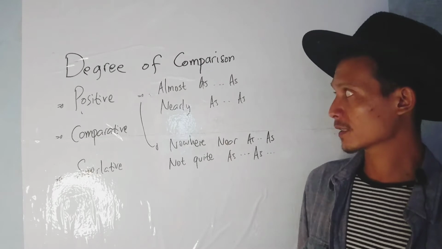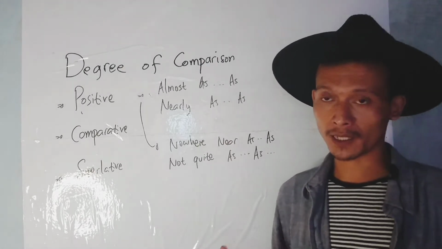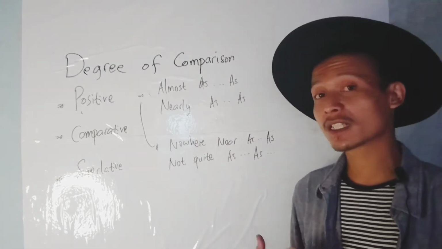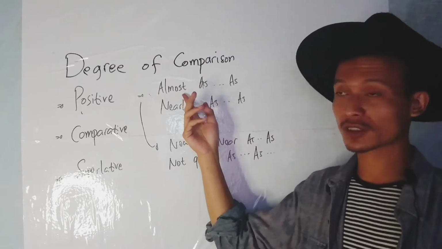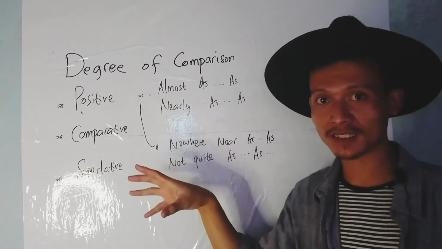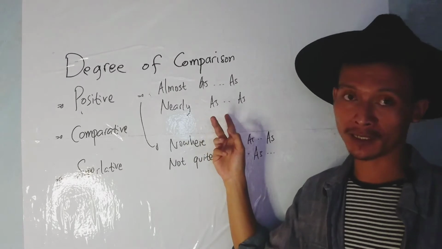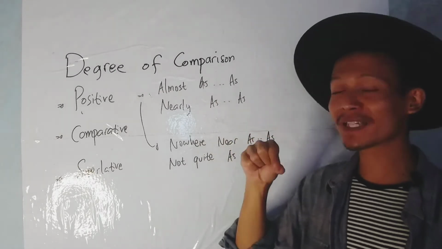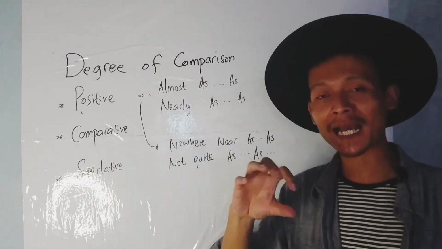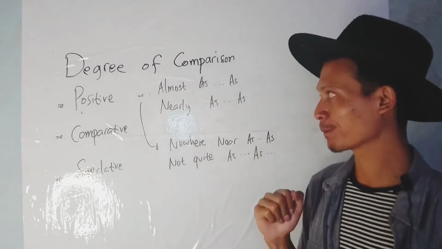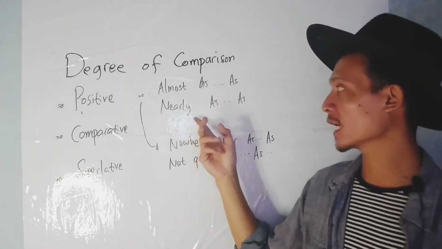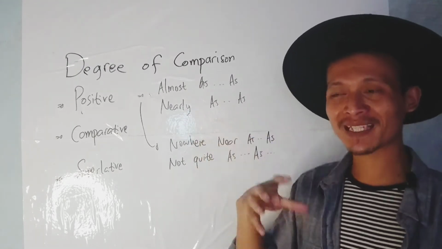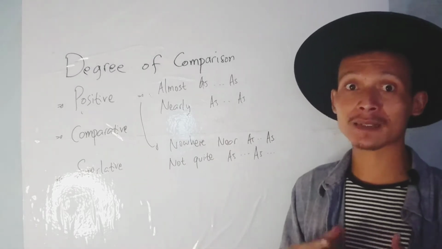Besides simply using as, adjective, as, we can modify the positive degree of comparison by using almost as, hampir se, and then nearly as, ini juga hampir atau mendekati se. Almost as high as, hampir setinggi. Tidak setinggi tapi hampir. It means angkanya hampir sama. The same case here can also be used for nearly as big as, nearly as crowded as, hampir seramai, hampir sebesar.